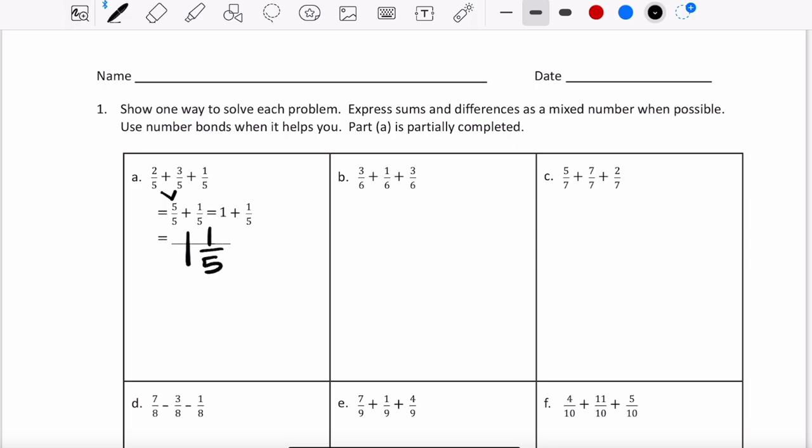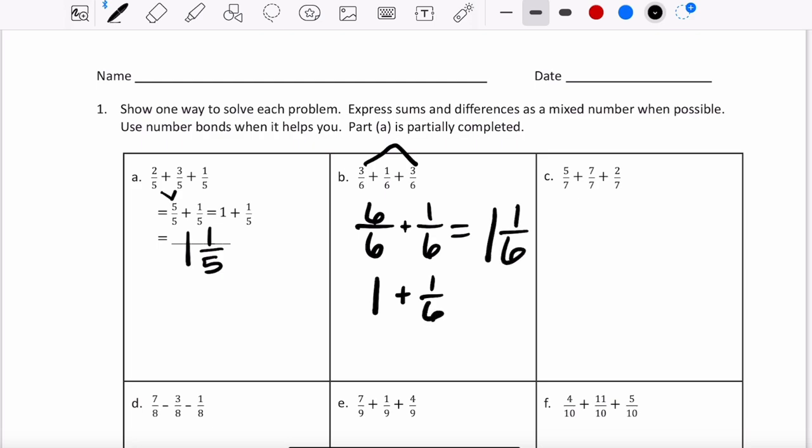So let's look at B. 3/6 plus 1/6 plus 3/6. So we're going to combine 3/6 plus 3/6, which equals 6/6. We know that that equals a whole. If we add our other 1/6 to it, that means we have 1 whole plus 1/6, which equals 1 1/6.